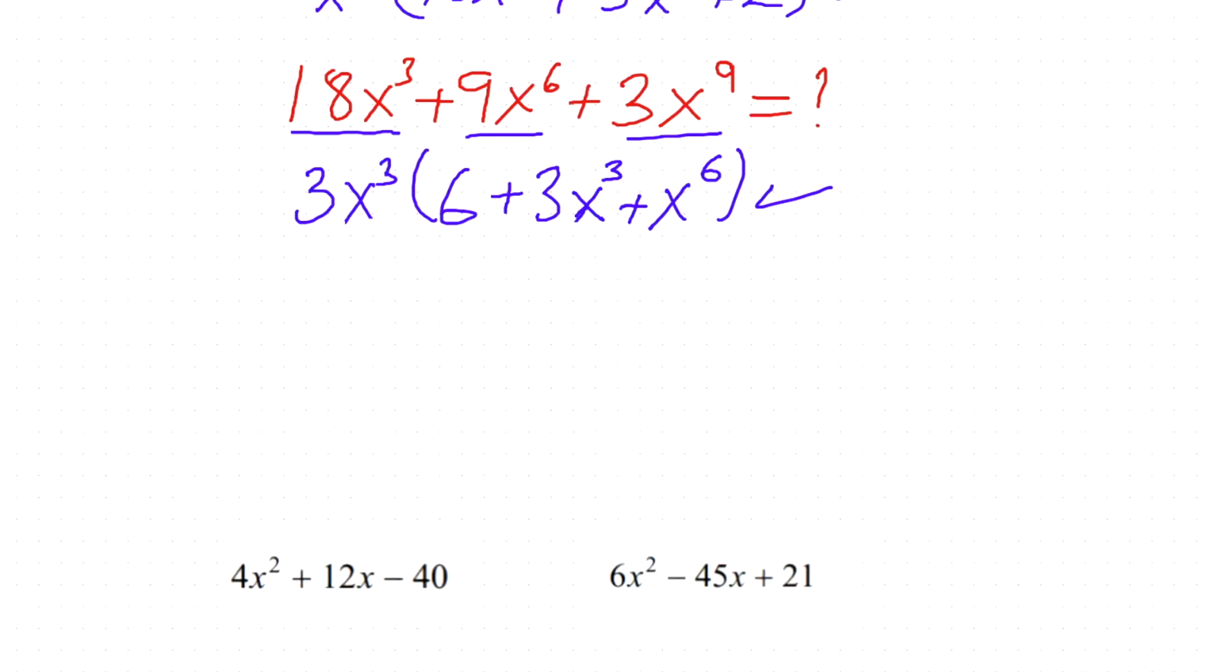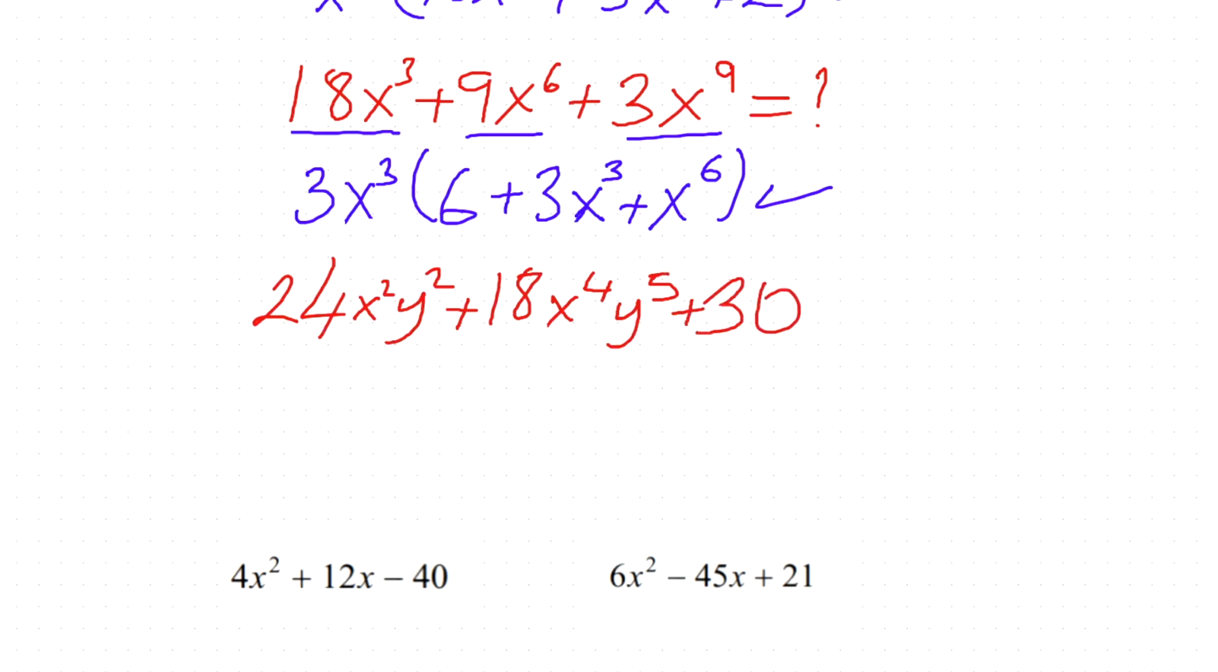24x squared y squared is here, plus 18x to the power of 4 and y to the power of 5, and plus we have 30. Oops, let's make it better. 30x to the power of 5 and y to the power of 3. Let's find the greatest common factor in each term.